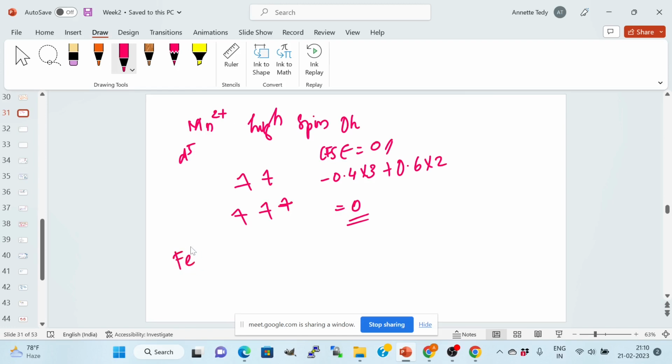And it can be the same for Fe3 plus also. Fe3 plus is also d5, and if it is high spin, then we can have the same thing. So you have to look at the nature of the metal, what metal it is, and then what is the oxidation state, calculate the number of d electrons, then you have to put them in and find out what the CFSE is.